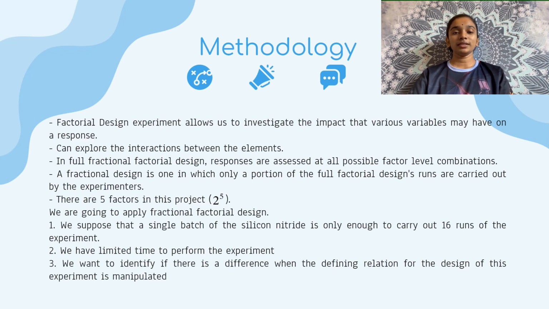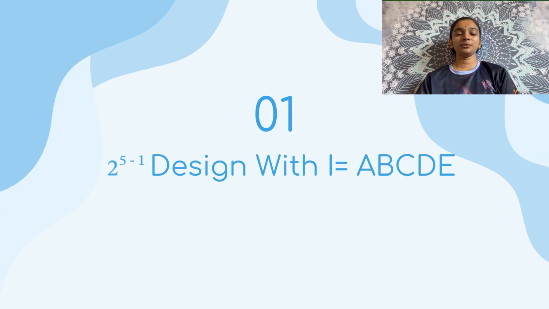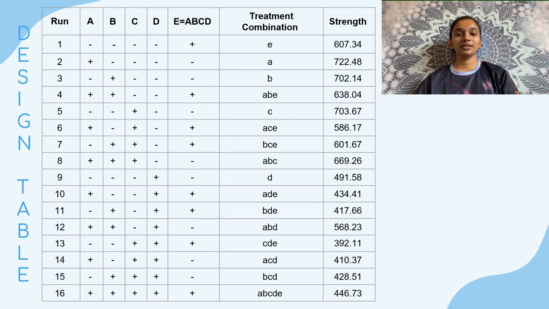We suppose that a single batch of the silicon nitride is only enough to carry out 16 runs of the experiment. We have limited time to perform the experiment, and we want to identify if there is a difference when the defining relation for the designs of this experiment is manipulated. Now, let me start with the 2 to the power of 5 minus 1 design with I equals to ABCDE. The table here shows the design with the defining relation I equals to ABCDE. The sign of E is obtained by multiplying the other sign values of A, B, C, and D.